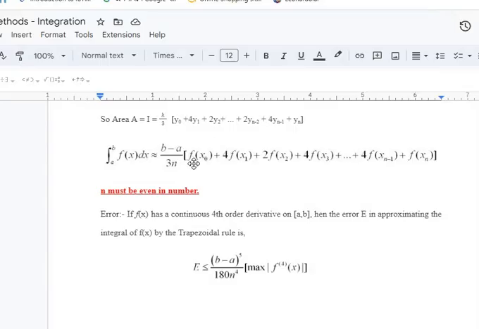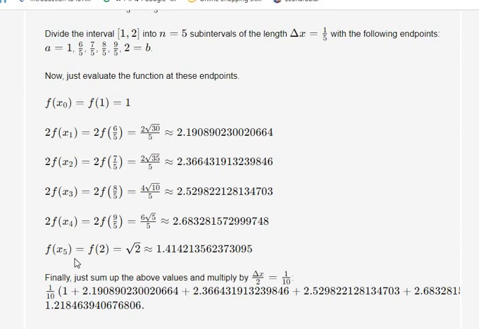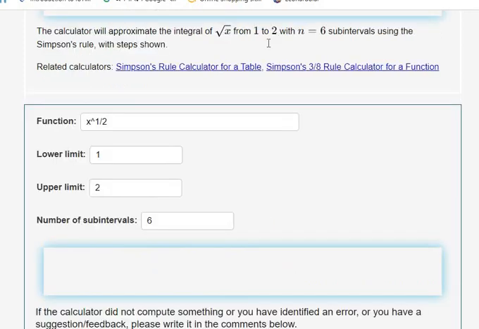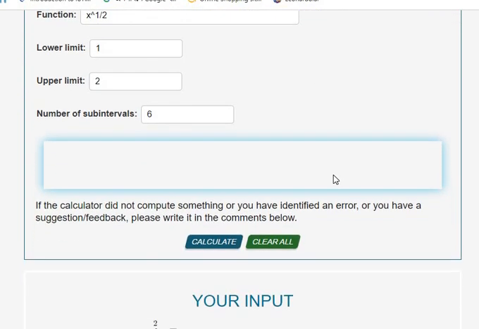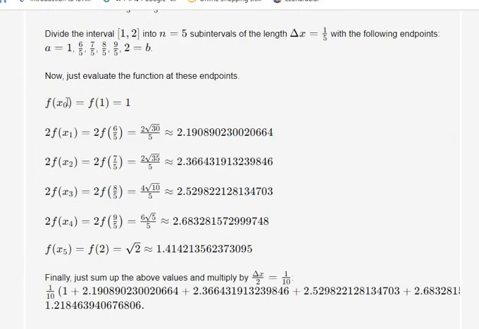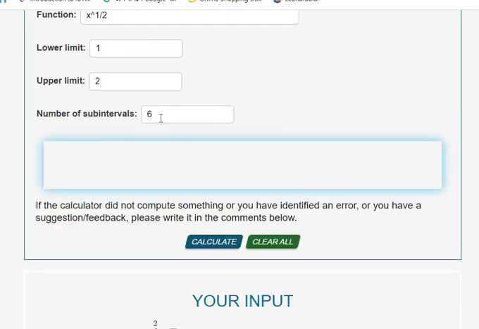But remember, the n in the case of the 1/3 method is always an even number. N should be an even number. In the earlier case we have taken 5. Here this should be even. So this is x0 to x5 in the case of trapezoidal. Here the number of subintervals should be even.